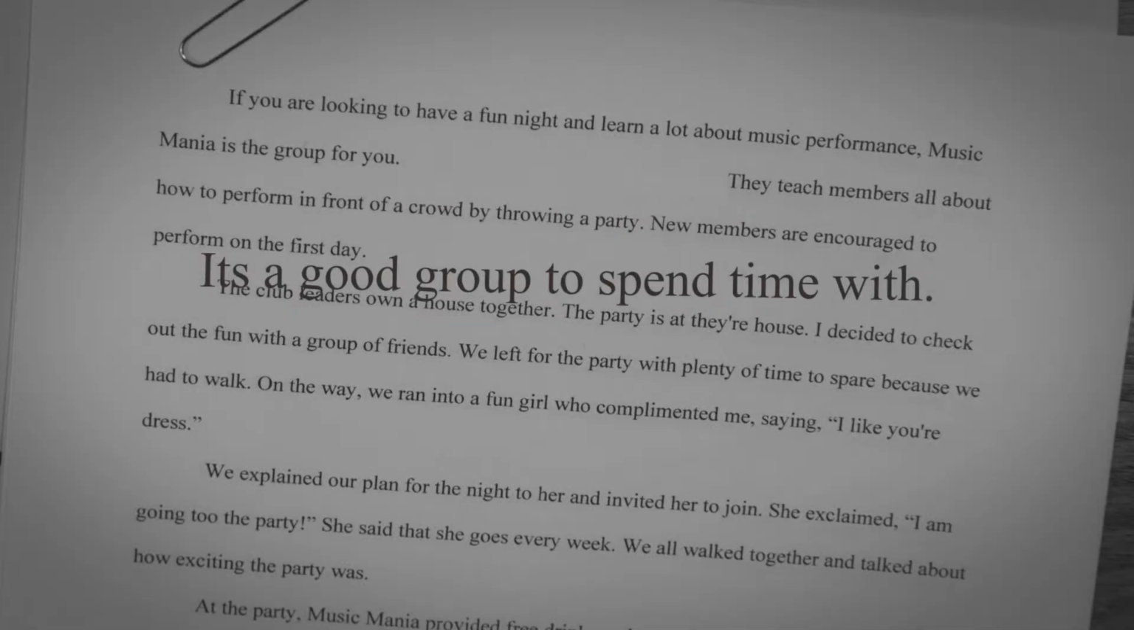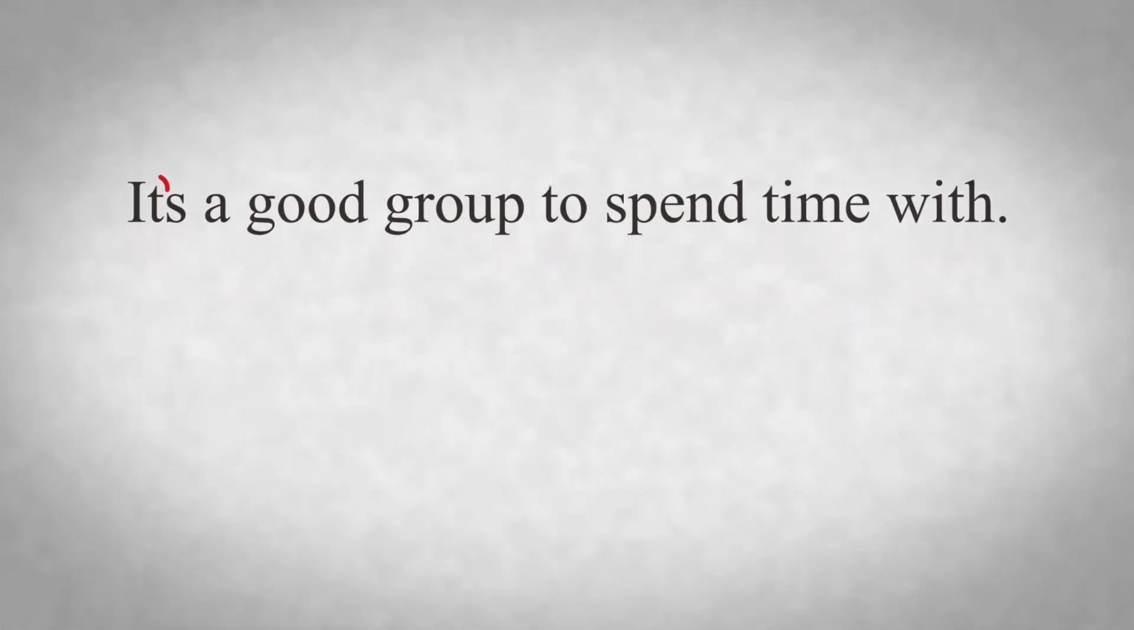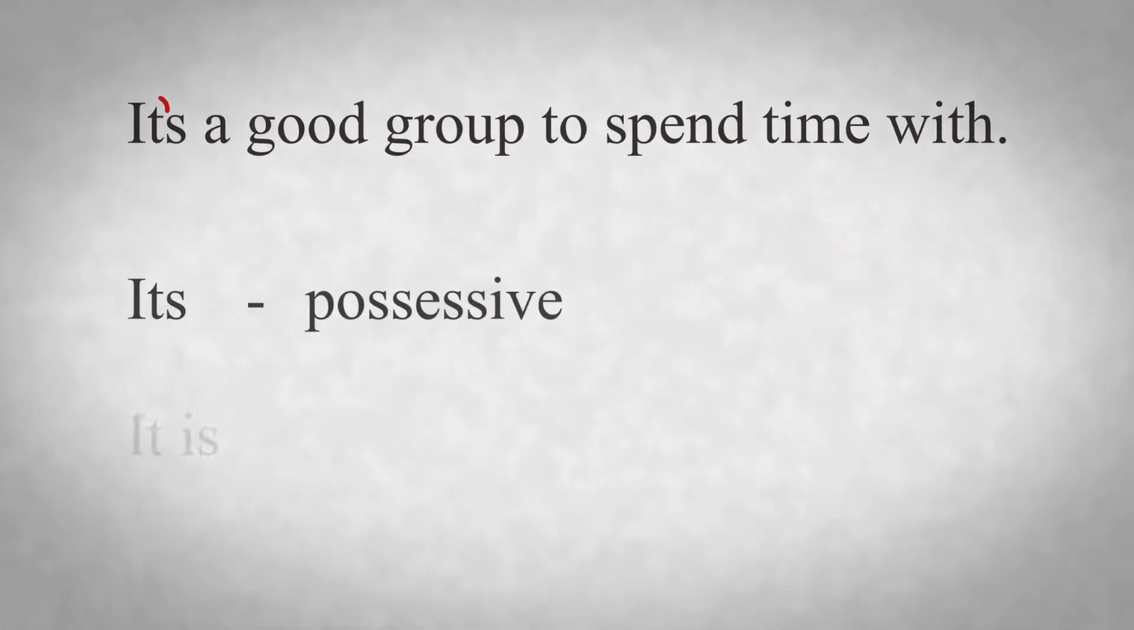"It's a good group to spend time with." Its, without the apostrophe, is possessive, whereas it's is a contraction for it is. Remember that the apostrophe holds the place of a letter.